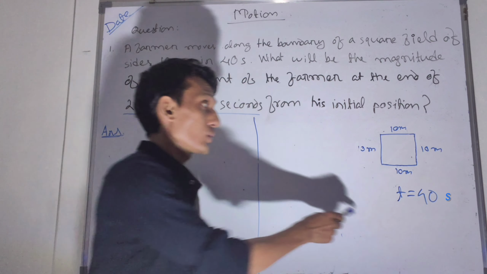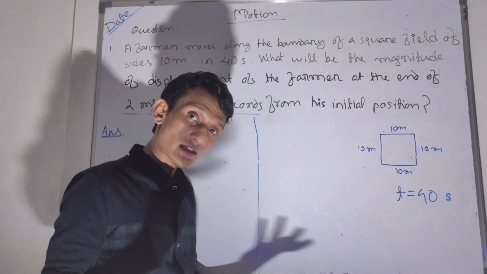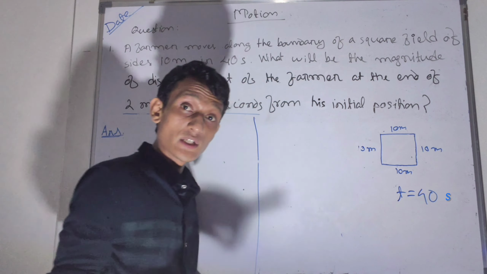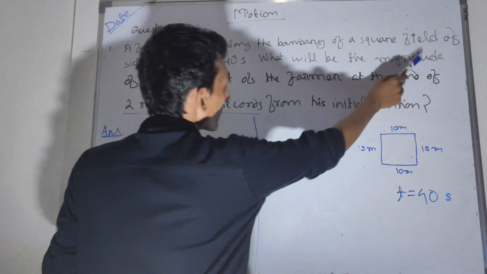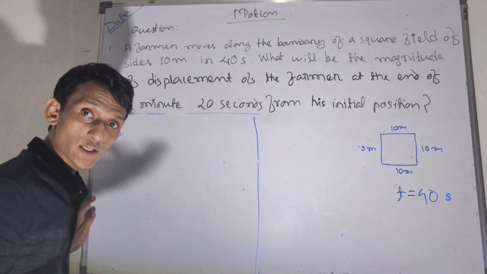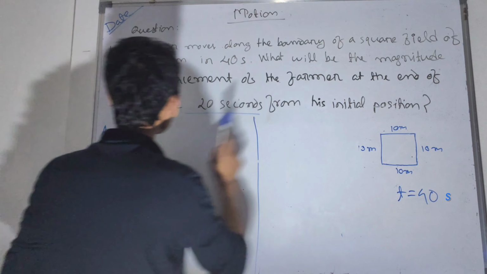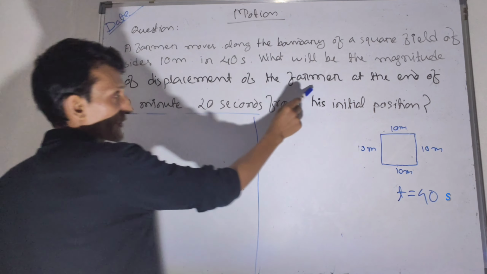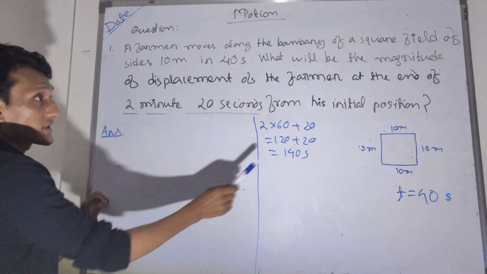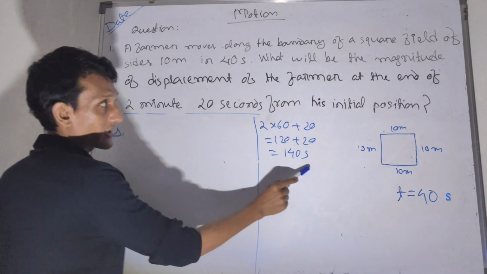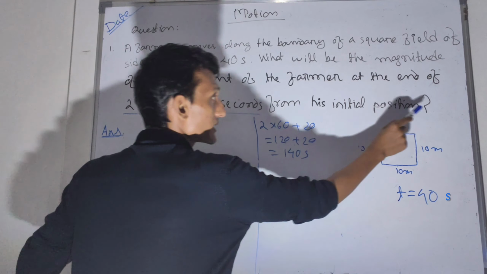Two rounds will take 80 seconds. Three rounds will take 120 seconds. The question is asking what will be the magnitude? Magnitude means value. What will be the value of displacement of the farmer at the end of 2 minutes 20 seconds, at the end of 140 seconds from the initial position?